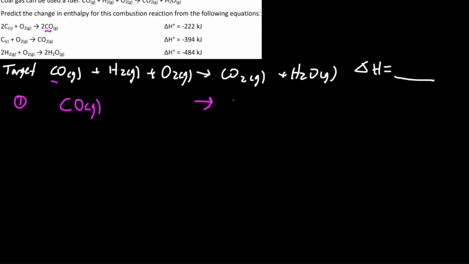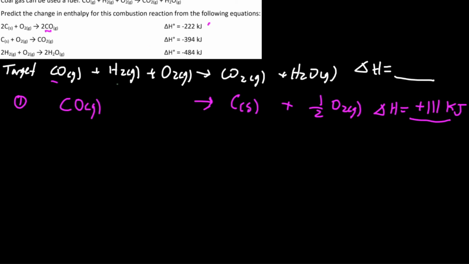So dividing all the moles by 2, we had 2 CO in our equation. Now we have 1 CO. We had 2 carbon solid. Now we have 1, and we had 1 O2. Now we have half. And if we flip it, we have to reverse the delta H value. And since we divide everything by 2, this is also divided by 2 as well. So that's how we're going to get positive 111 kilojoules. So that's dealt with.